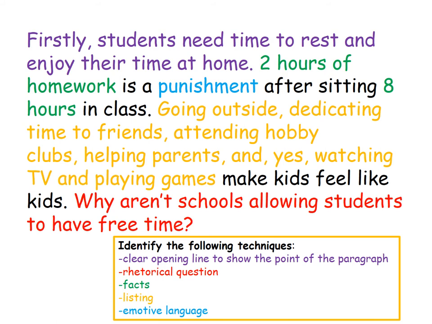And finally, emotive language. So I'm using the word punishment, which is a really dramatic word. If I'm saying homework's a punishment, it makes students feel bad. So there were five techniques defined in that one. So can you give yourself a mark out of five, please? And once again, can you write out the example if you've got any wrong? I'm going to give you 1 minute to write down your example if you've got any wrong.